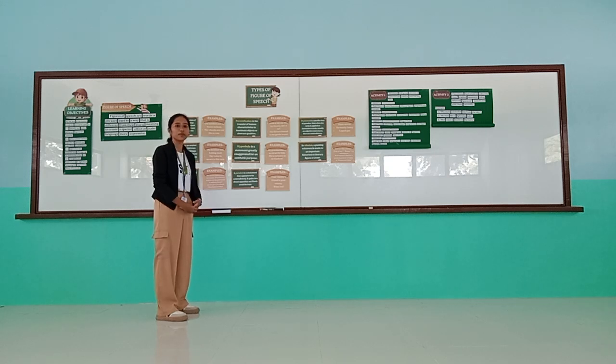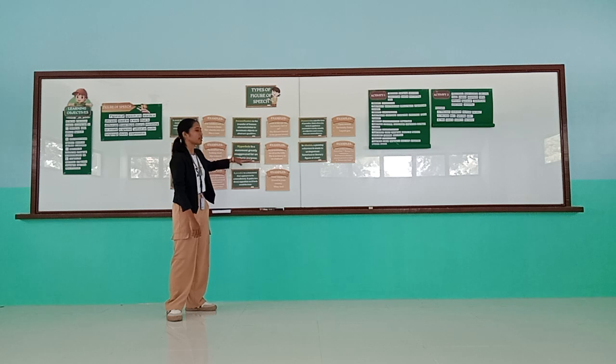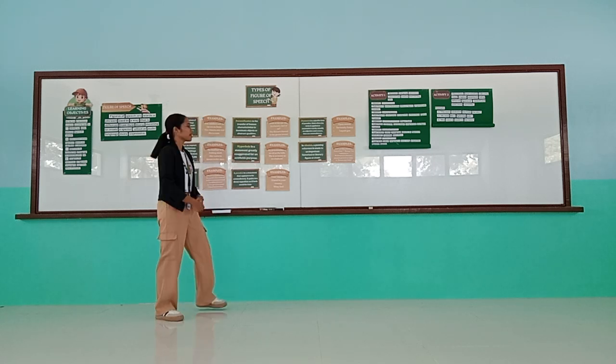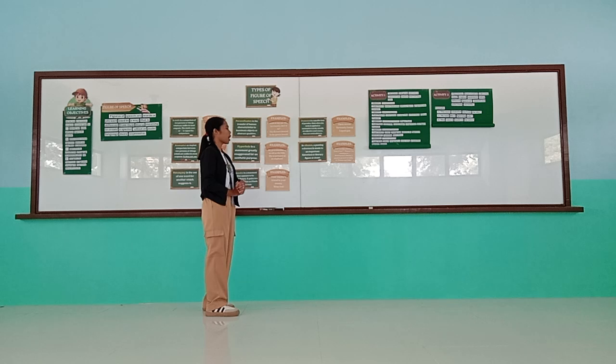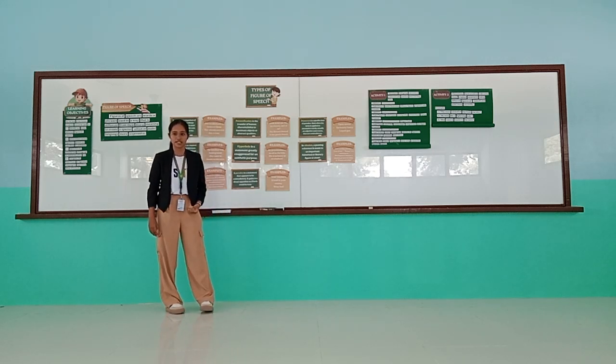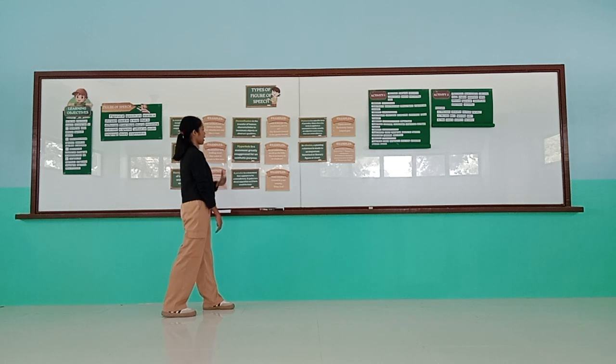Hyperbole is a statement deliberately exaggerated for emphasis or effect. For example, my grandmother is as old as the hills. The second example, she is happy as an outlet. These are examples of hyperbole.